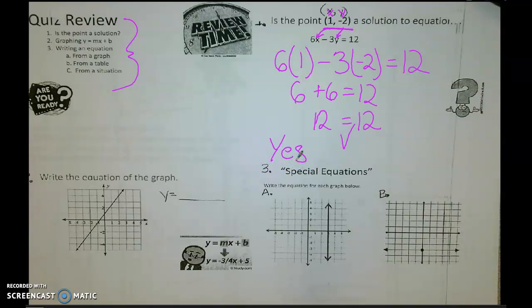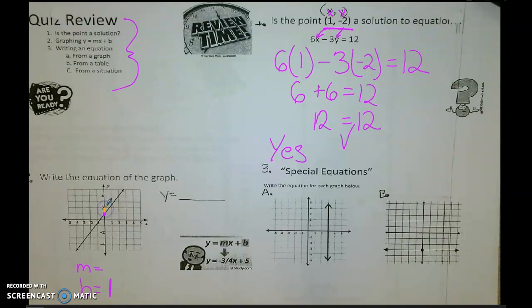Number 2, writing the equation for a graph. With the equations for a graph, you want to make sure you have two things. You need to know the slope. You need to know the y-intercept. Y-intercept, where does that line cross the y-axis? That crosses the y-axis at 1. And then we need to look to see what the slope is, which is rise over run.